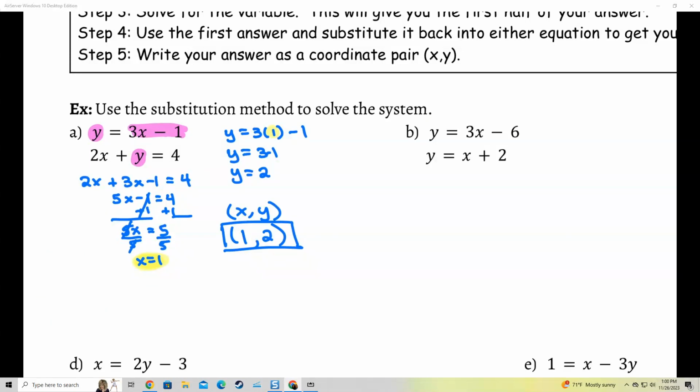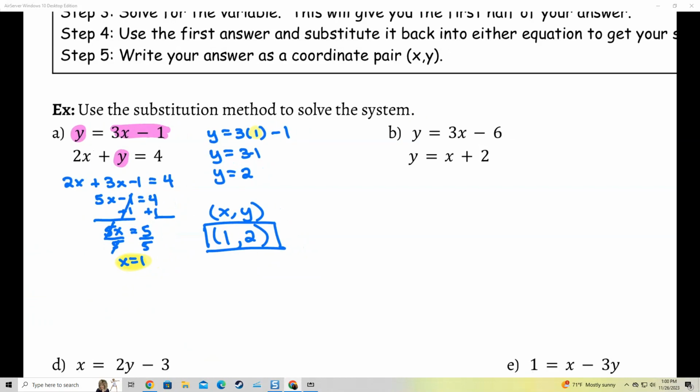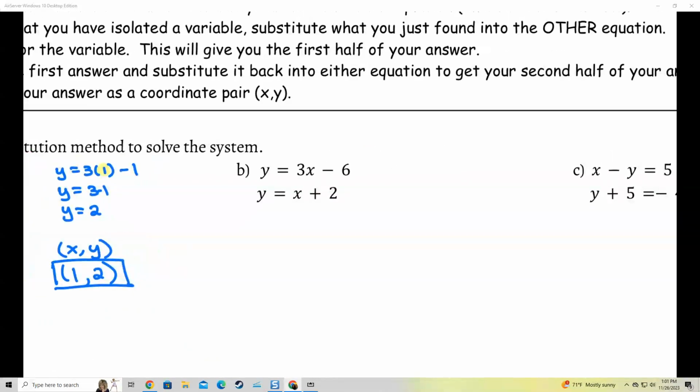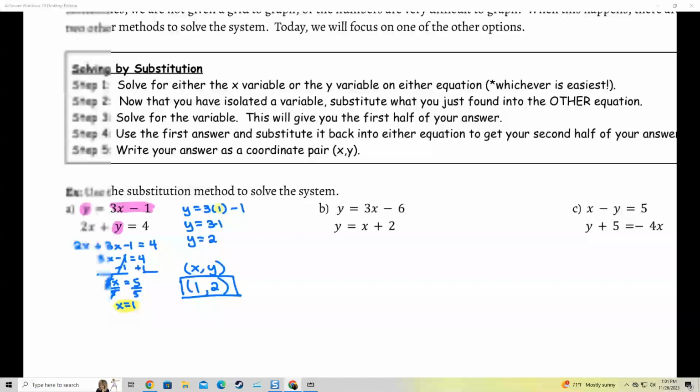Okay, so let's take a look at letter B, and let's see if we can build off of what we just learned. We're going to go through the steps again. Step 1 is to solve for either the x variable or the y variable, whichever one's easiest. Again, they did it for me. I don't have to worry about it. Look, I got y equals something. In this case, y equals 3x minus 6.